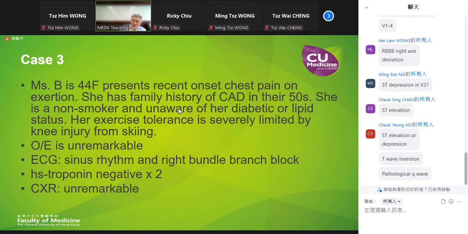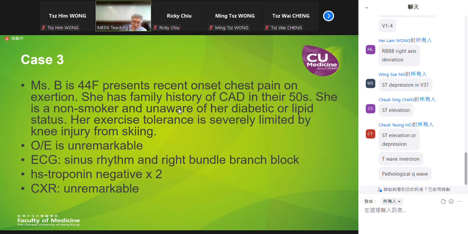Because often patients say, "Oh, you have diabetes, cholesterol?" "No, I don't," but they never checked. So ask them, "Have you ever been checked before?" Her exercise tolerance is severely limited by her knee injury from skiing, so she can't walk very far. ECG shows sinus rhythm and right bundle branch block.